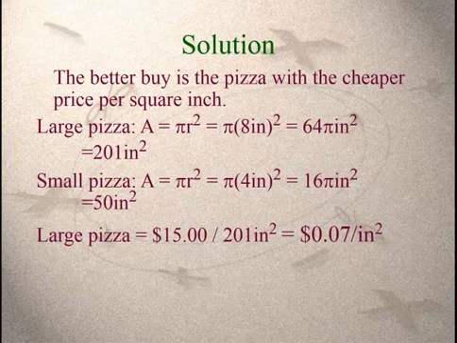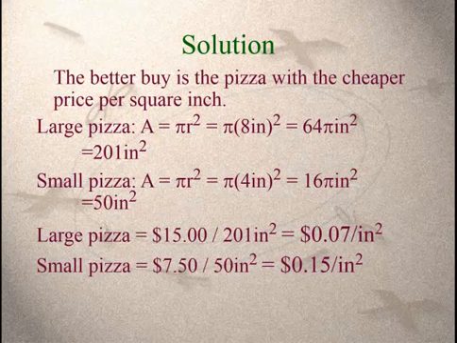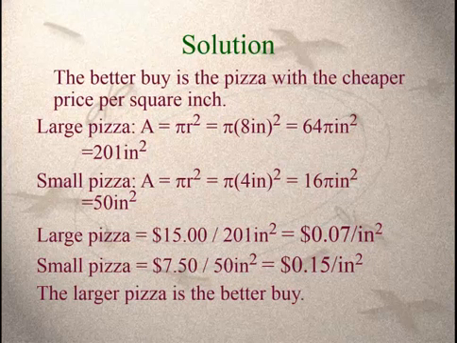Okay, so to find the better buy, how much is it per inch? We're going to divide for the large pizza 201 inches squared into $15, and per inch is 7 cents per inch. And then the small pizza, we're going to take $7.50 and divide it by 50 inches squared, and the small pizza is 15 cents per inch. So the better buy, is it the large pizza or the small? The large pizza is the better buy.